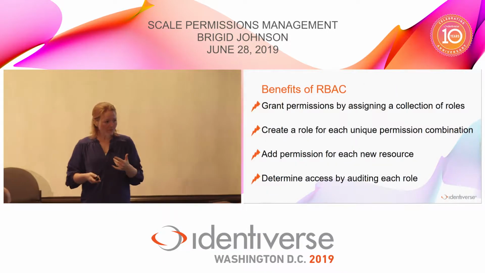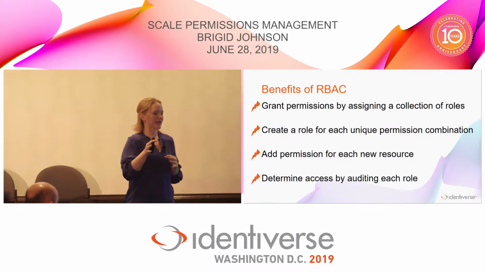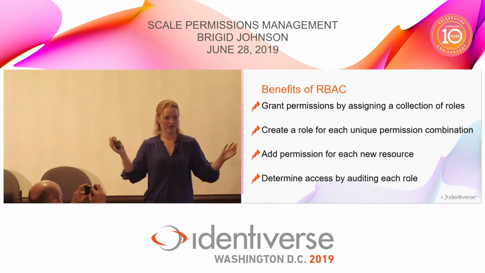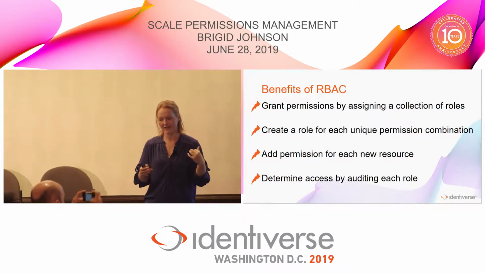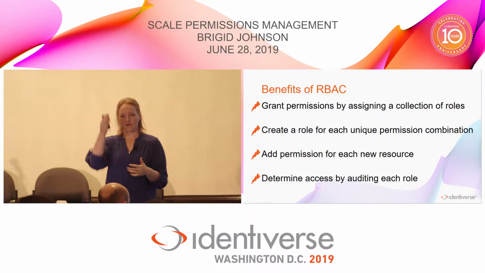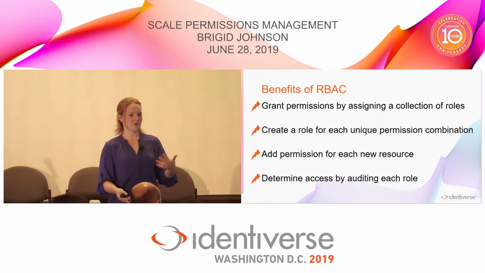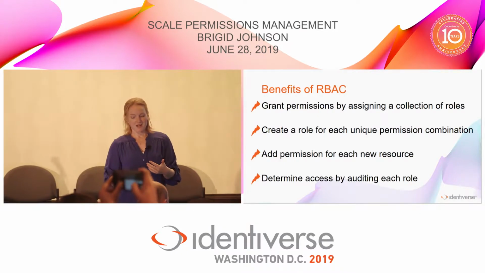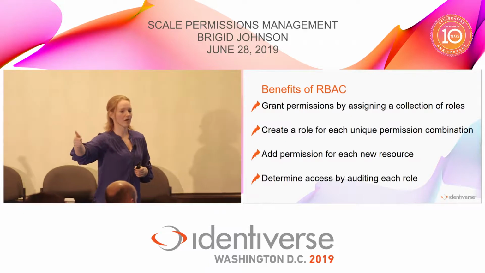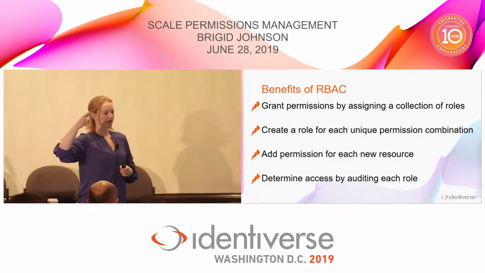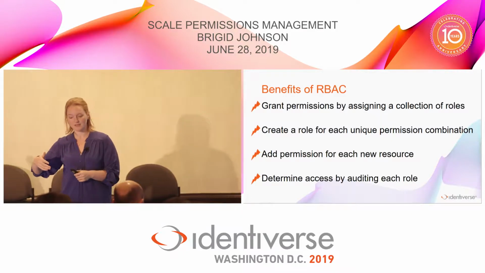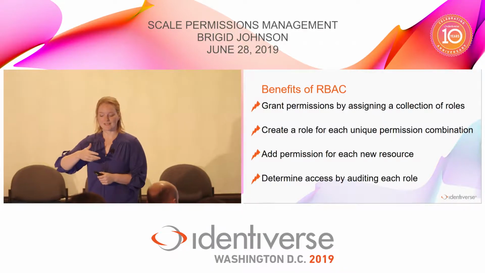And so with the RBAC model, you grant permission sets by assigning a collection of roles, okay? That's pretty straightforward. You draw that line that was on the left-hand side. You create a new role for each unique permission set. So that's great. You add another box in the middle when you need something new. You also add permissions for each new resource. So every time a developer creates a new resource, you have to go to one of those boxes and grant that access, especially if you're tackling granular permissions. And then finally, you determine access by auditing.